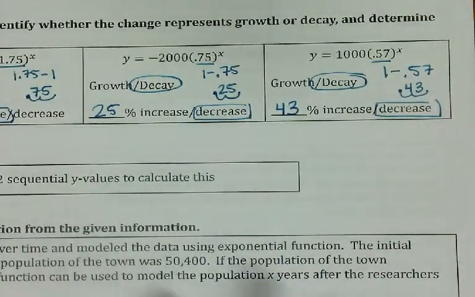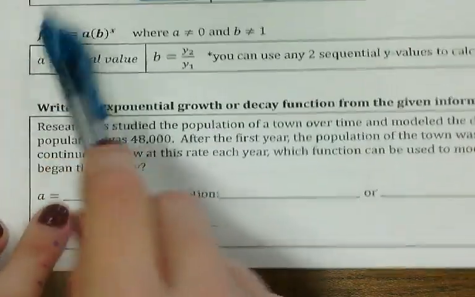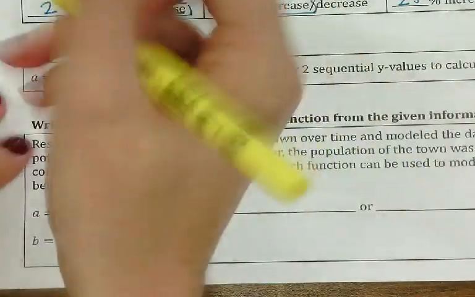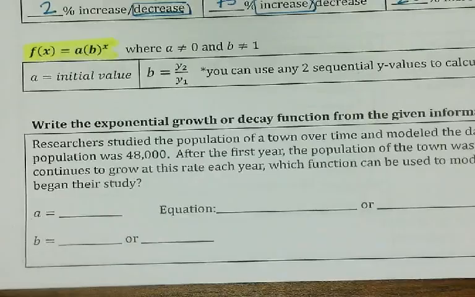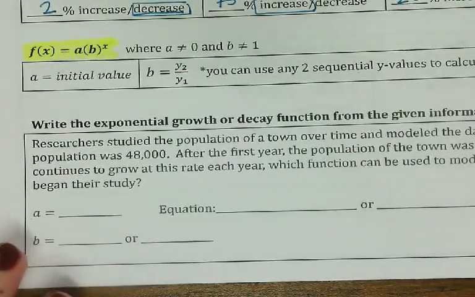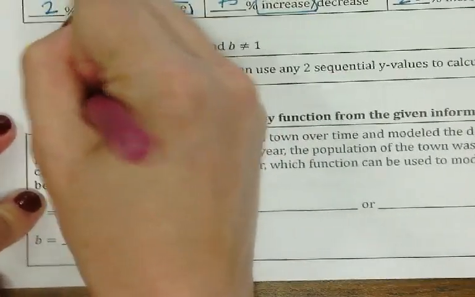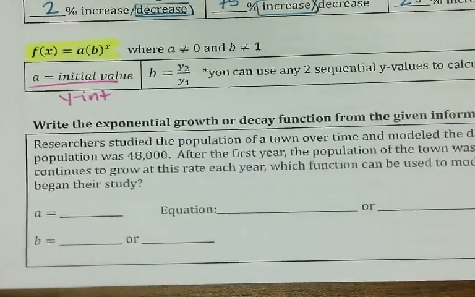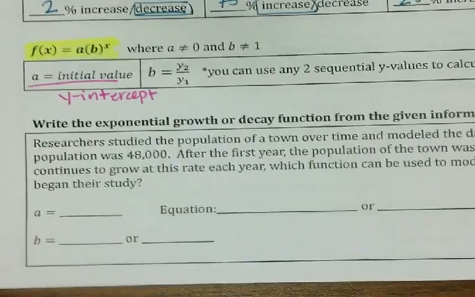So guys, sometimes you will be given your formula, and sometimes you have to find your formula. For this one, you're going to have two exactly like this on your homework. We are given our equation right here, where it says f of x is equal to a times b to the x, where a is not equal to 0 and b can't equal 1. So let's look at this. A is going to be my initial value, or the y-intercept, right?